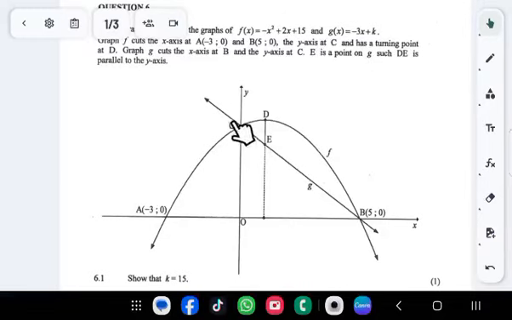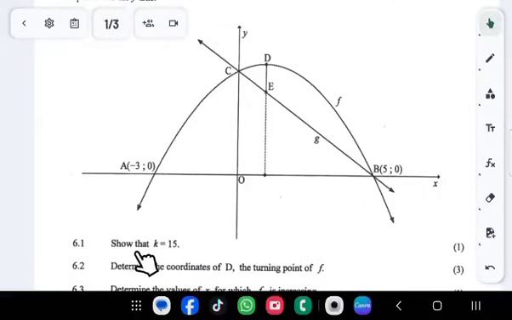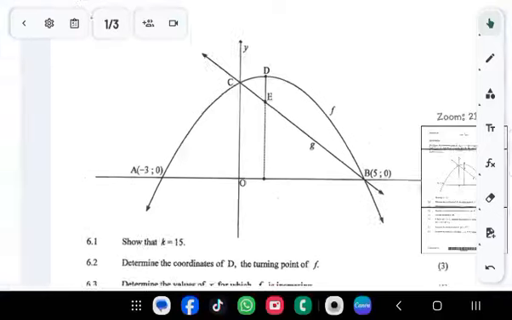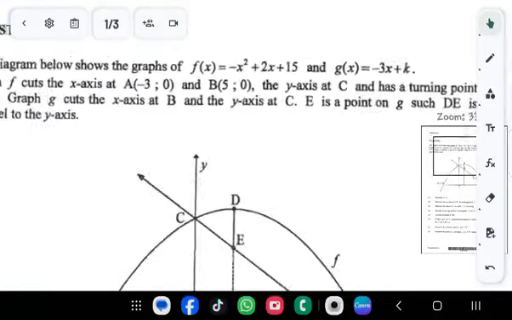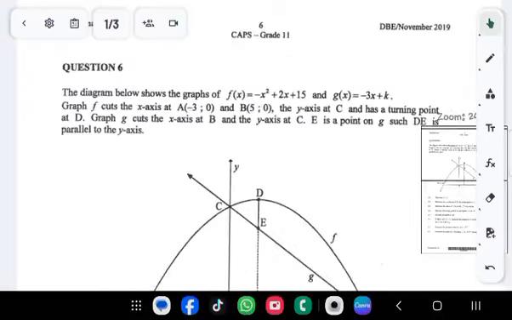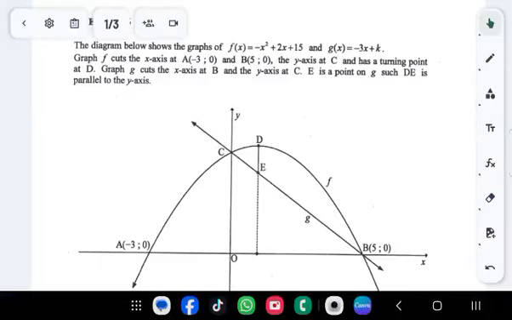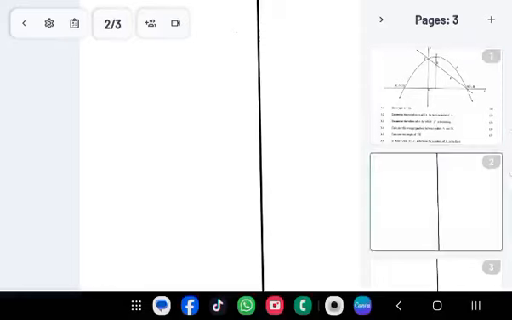E is a point on G, the straight line, such that DE is parallel to the y-axis. Question 6.1: show that k equals 15, and this is only one mark. Notice that k is part of the equation of the straight line. So what you do is you take the point that lies on the straight line that has the coordinates given to us, which is point B, and you substitute that into the equation of the straight line so you can find the missing value, which is k.